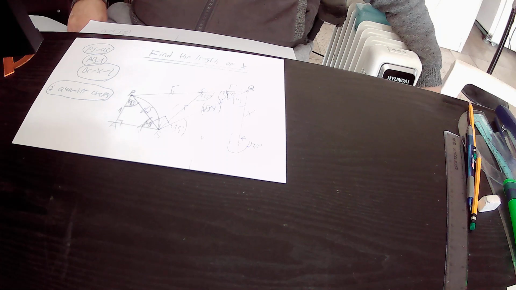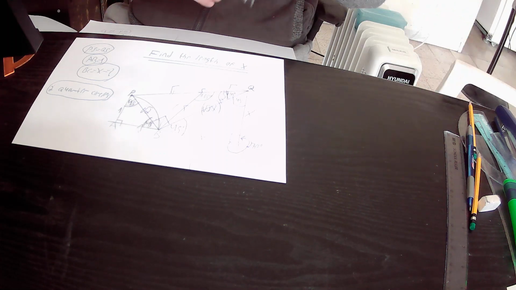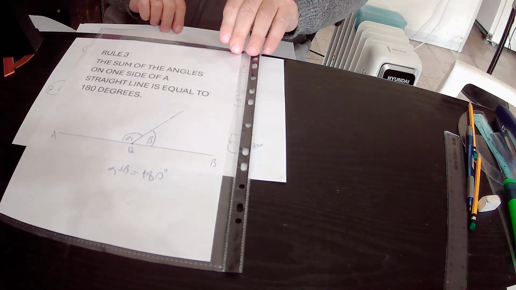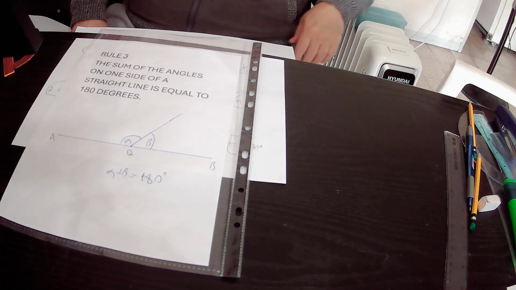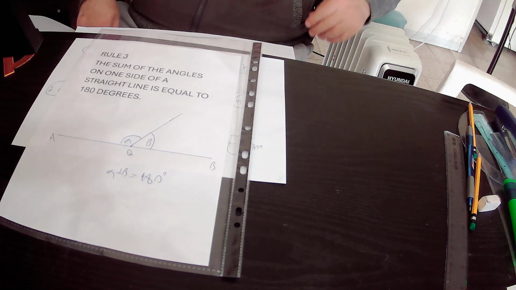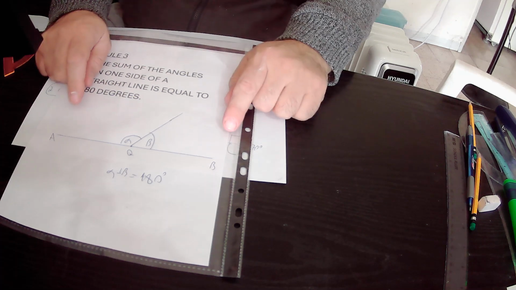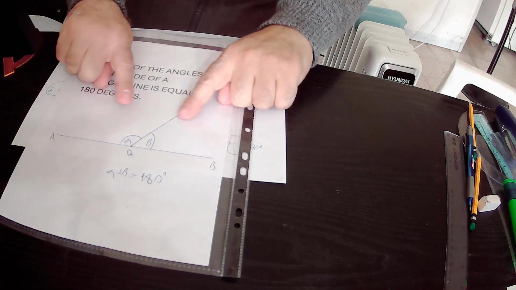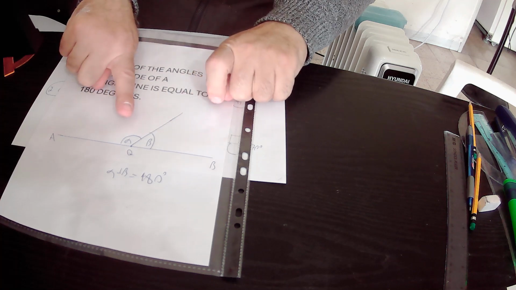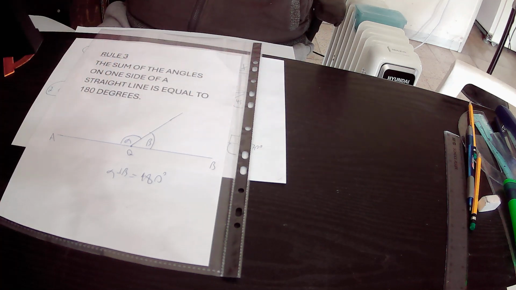Then I presented to you rule number 3, and we implemented rule number 3 in our drawing. According to rule number 3, the sum of the angles on one side of a straight line is equal to 180 degrees. So here we have in the drawing the straight line AB. So if we focus on the upper side of the straight line AB at point Q, here the sum of the angles must be equal to 180 degrees.